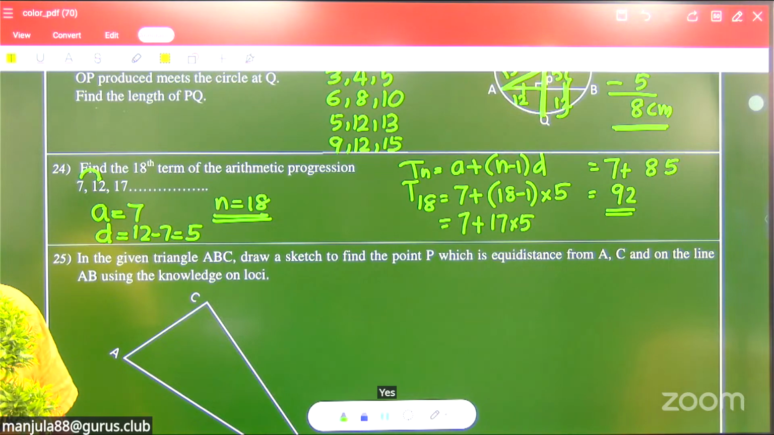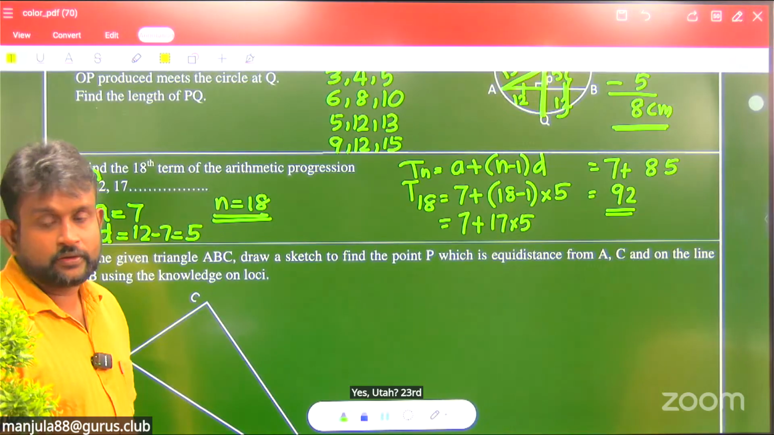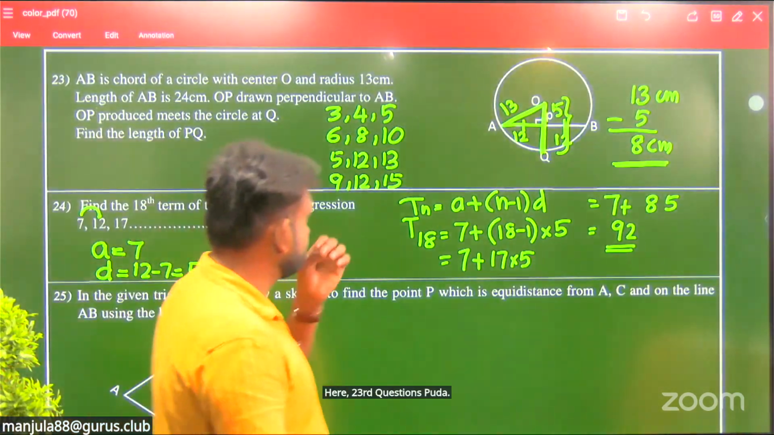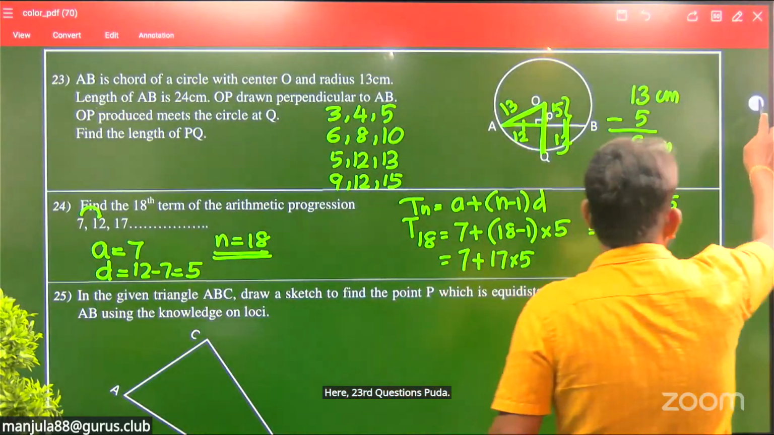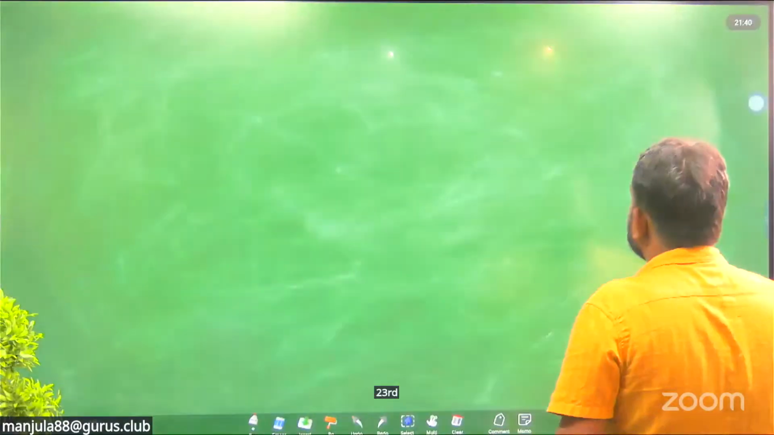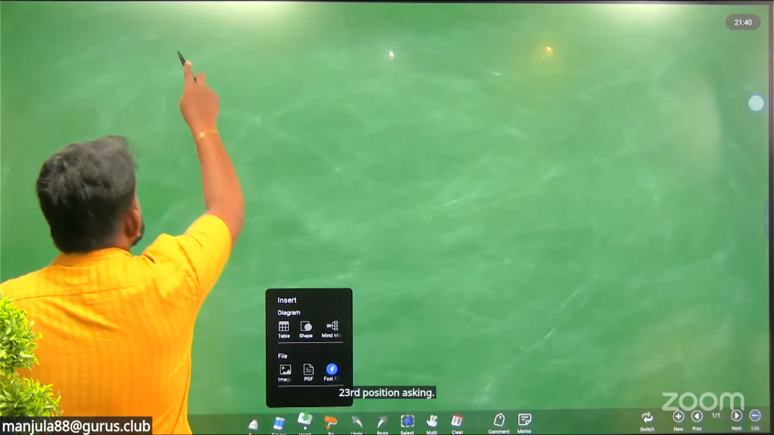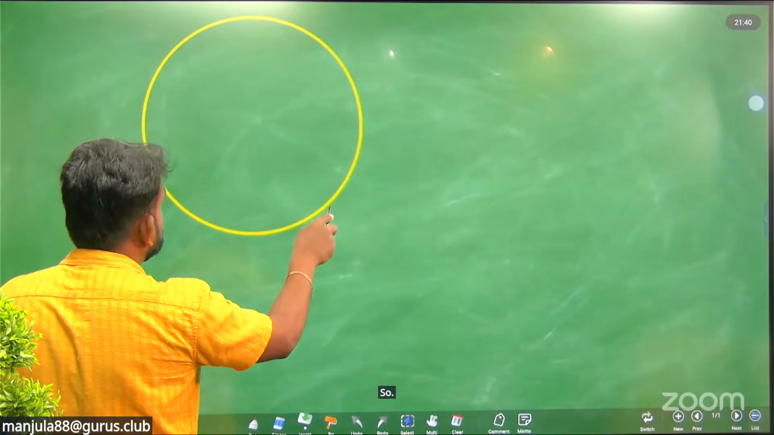Yes, Uttar? The 23rd question again. Here, the 23rd question.